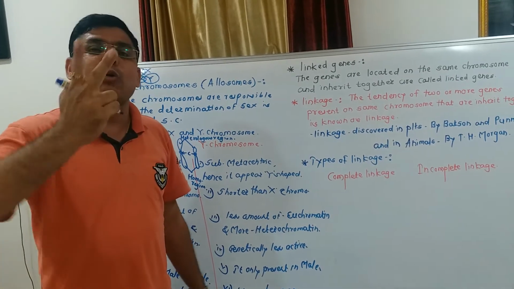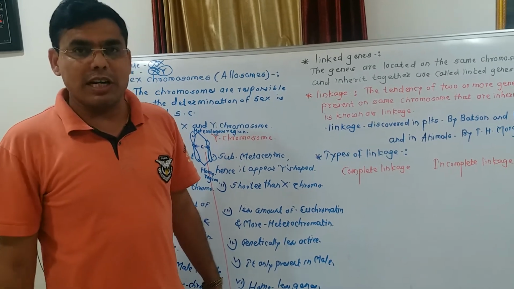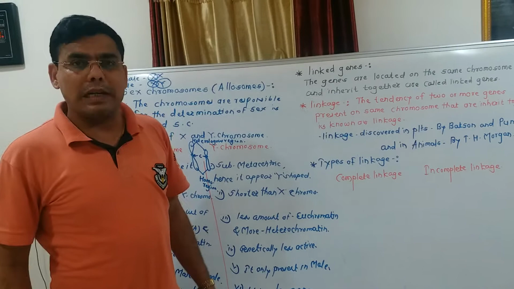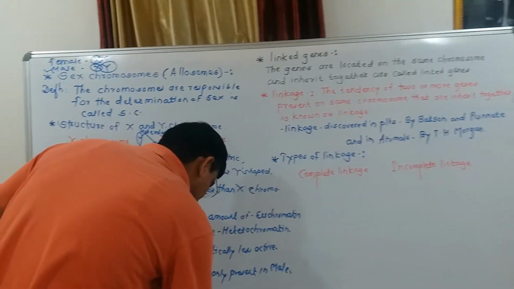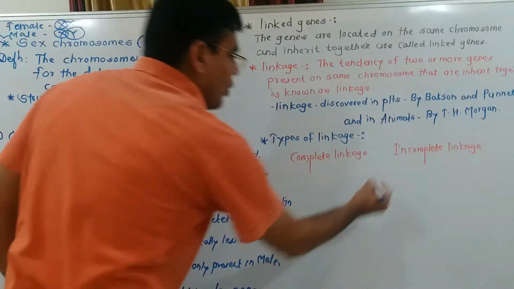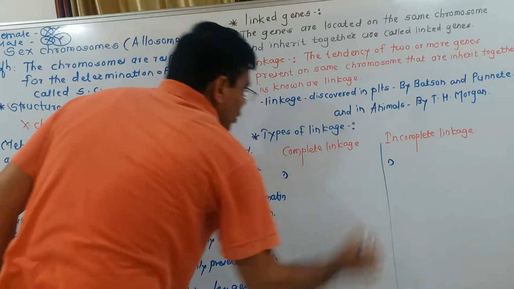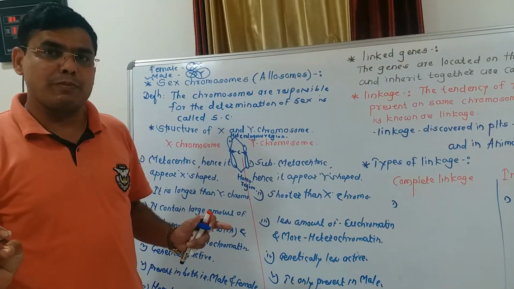So two types of linkage occur in living organisms. First is complete linkage and second is incomplete linkage. So first of all we will discuss complete linkage.